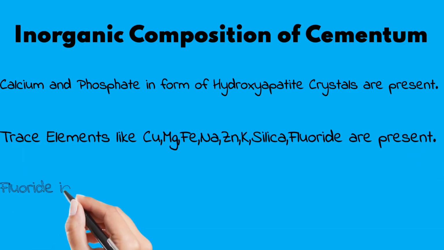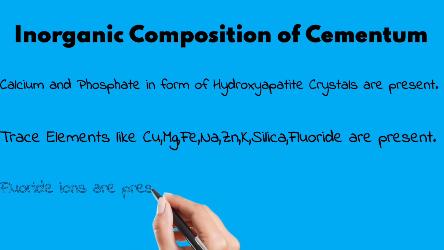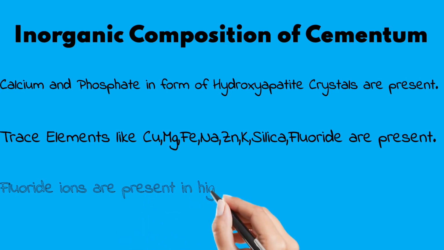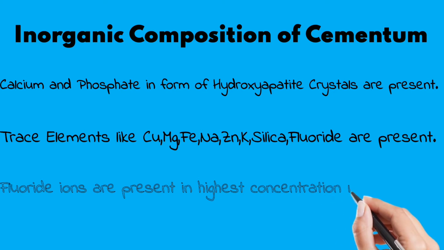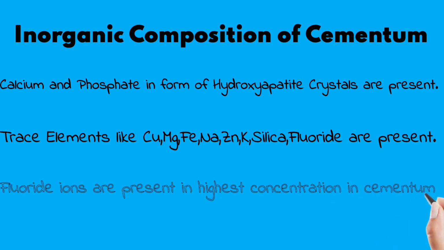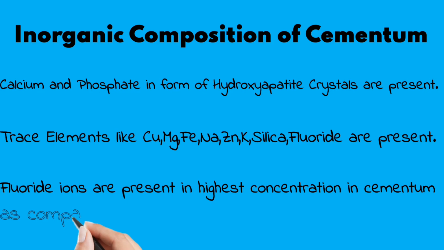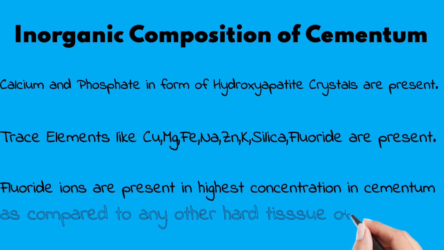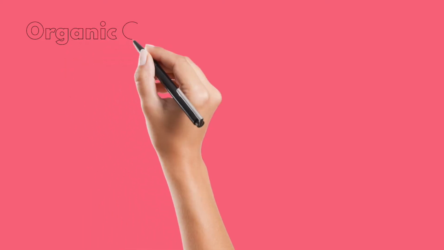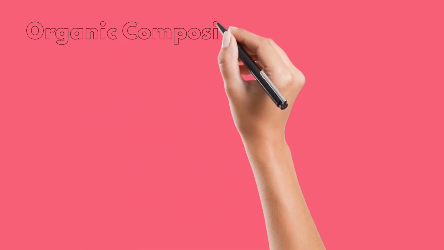Friends, this question is very frequently asked in the Viva. So remember that fluoride ions are maximum in cementum in our entire body. Next, let's move on to the organic composition of the cementum. The organic portion mainly consists of collagen fibers, mainly type 1 collagen fibers. So you need to remember that cementum is mainly made up of type 1 collagen fibers.